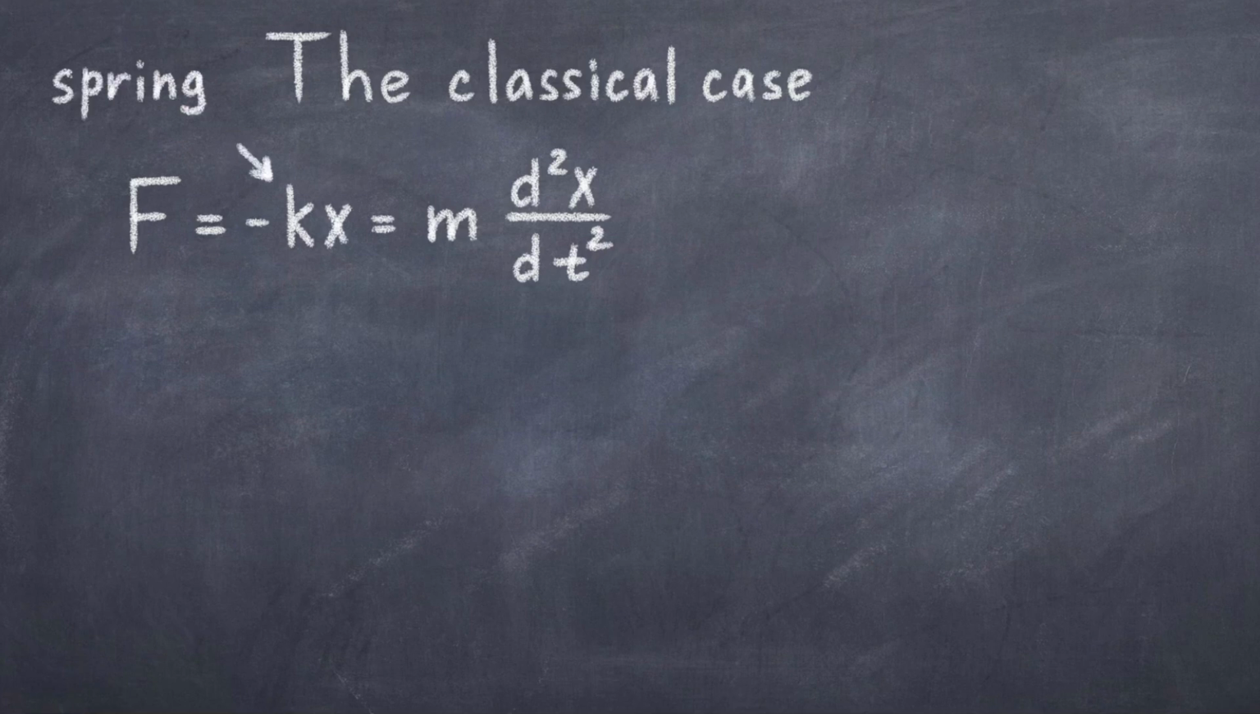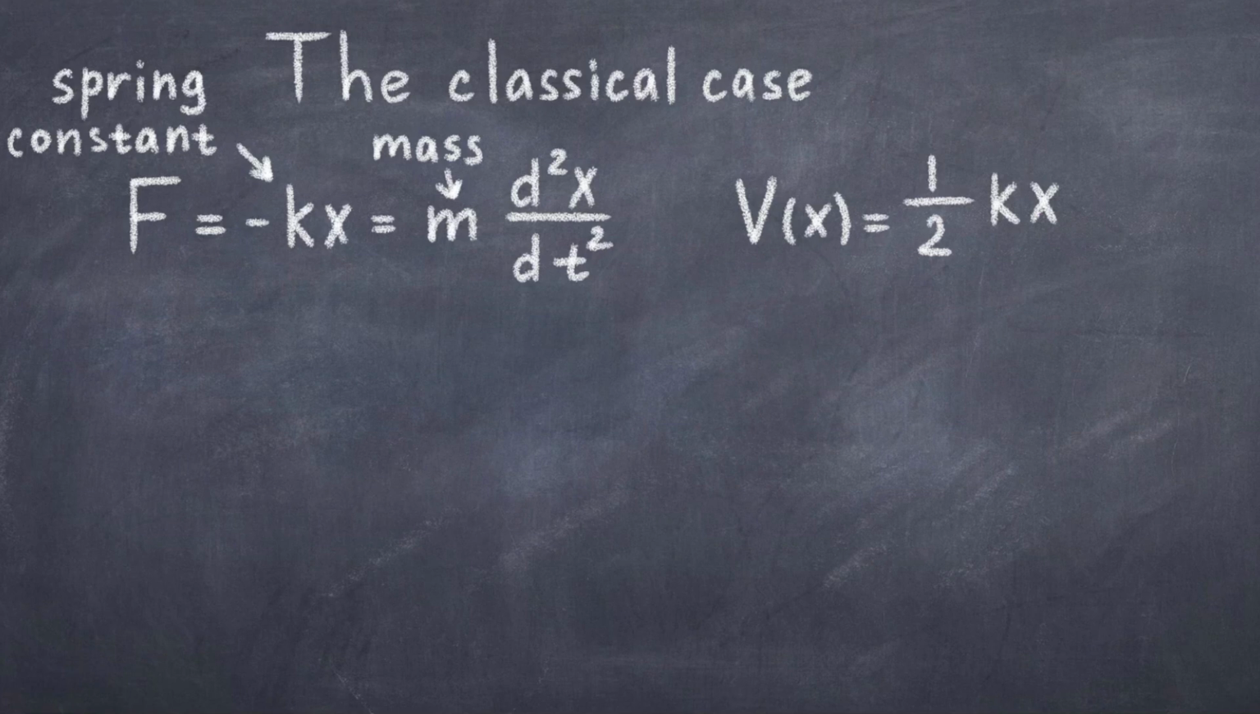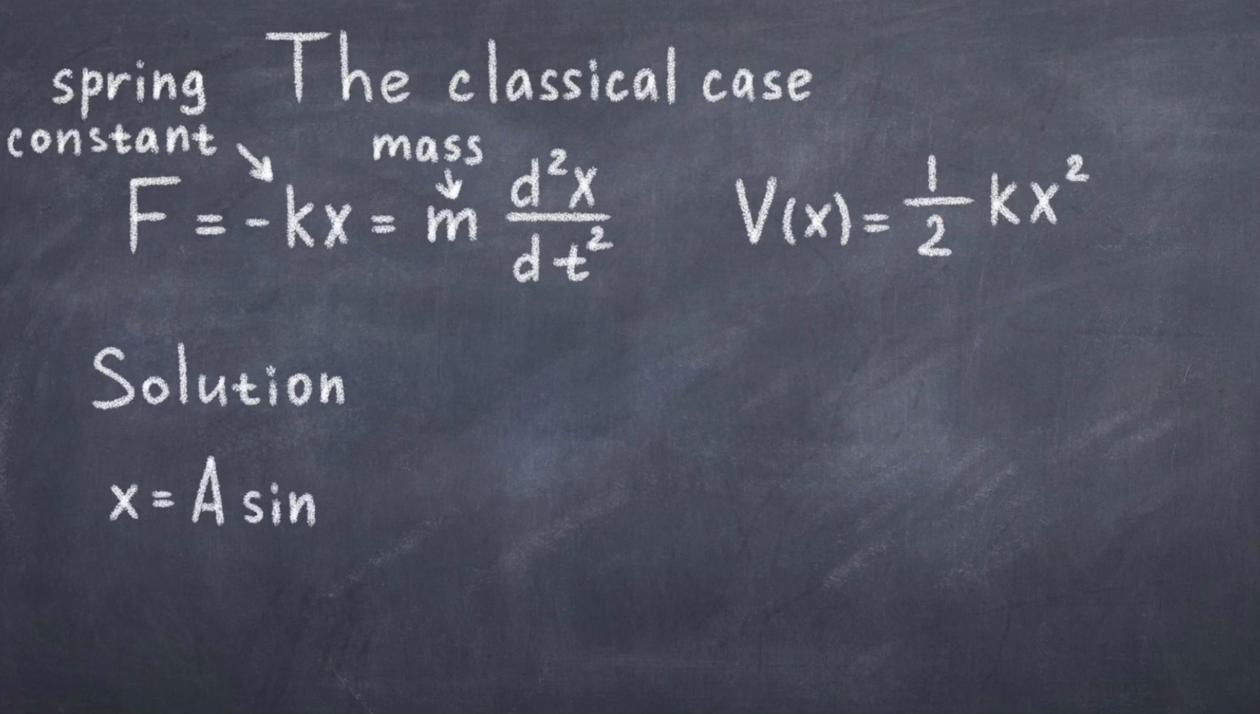Classically, we can write the equation of motion using Newtonian mechanics in the following way. F is equal to minus kx equal to m times the double derivative of x with respect to t, where k is the spring constant and m is the mass. The equation of motion has the following general solution, where x is equal to a sine omega t plus b cosine omega t, where omega is the frequency and a and b are some constants.